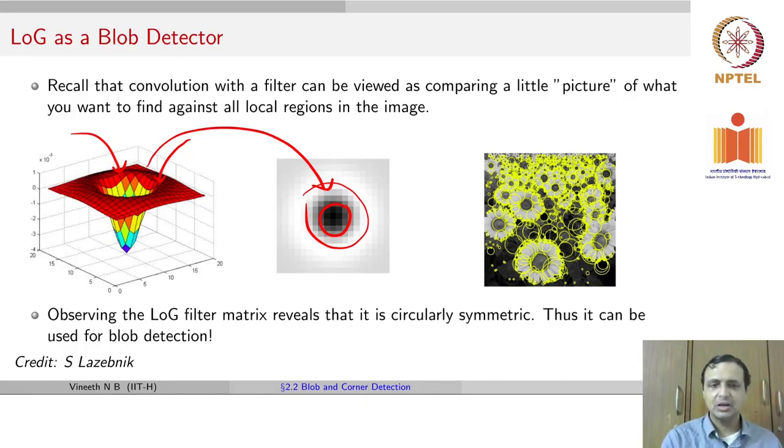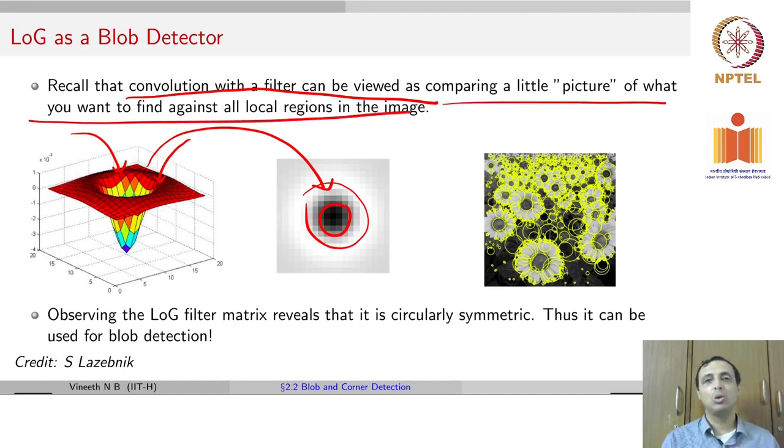In some sense, convolution of the filter can be viewed as comparing a little picture of what you want to find against all local regions in the image. Okay. So there is a slight nuance which is different. This does look a bit similar to template matching, for which you use cross correlation, but in convolution you would double flip the filter and search for that across the image. But when your filter is symmetric, it really does not matter. Both cross correlation and convolution will be looking for the same filter in the image.